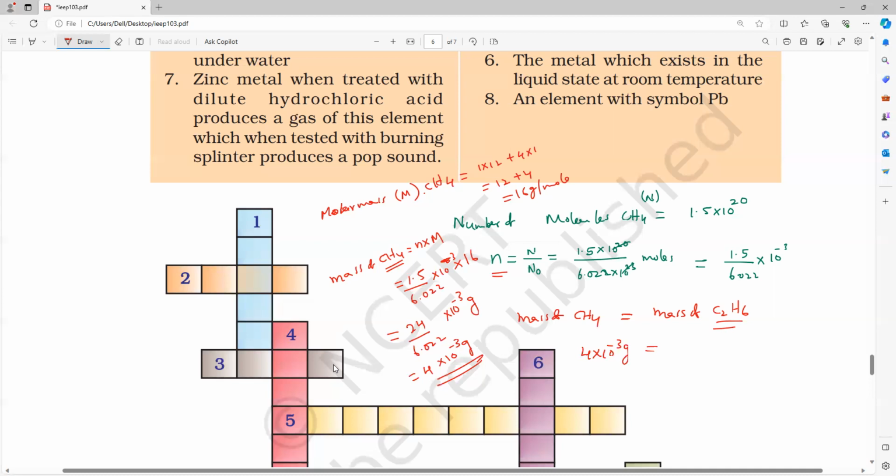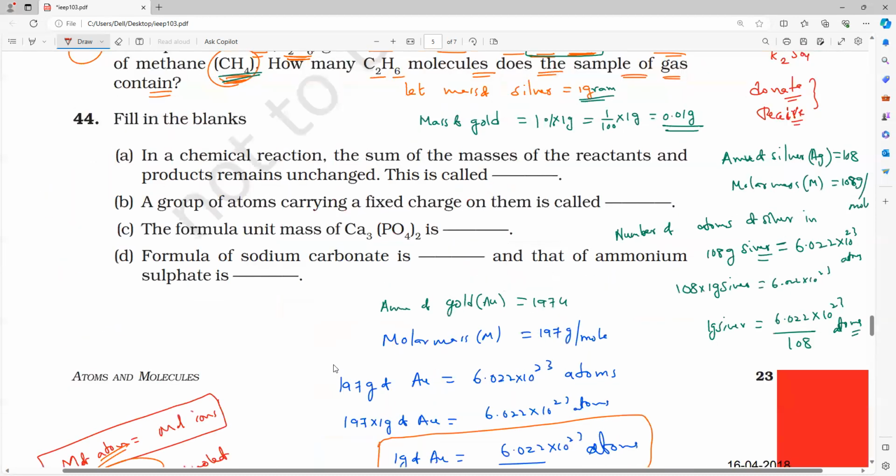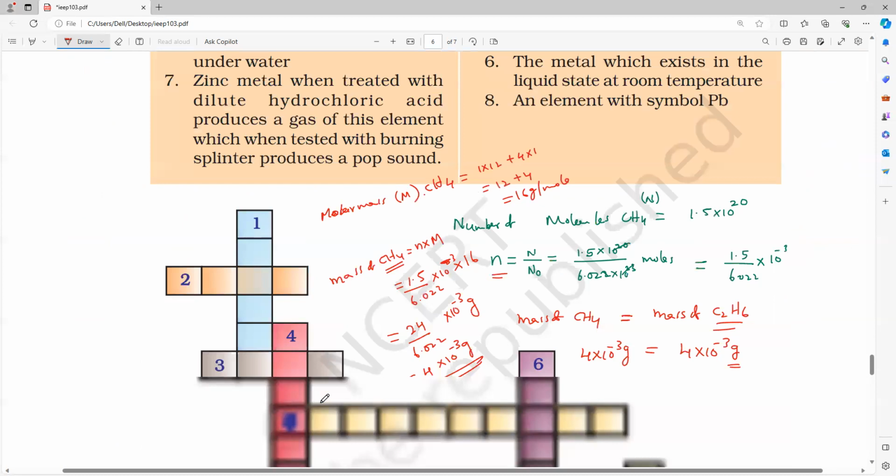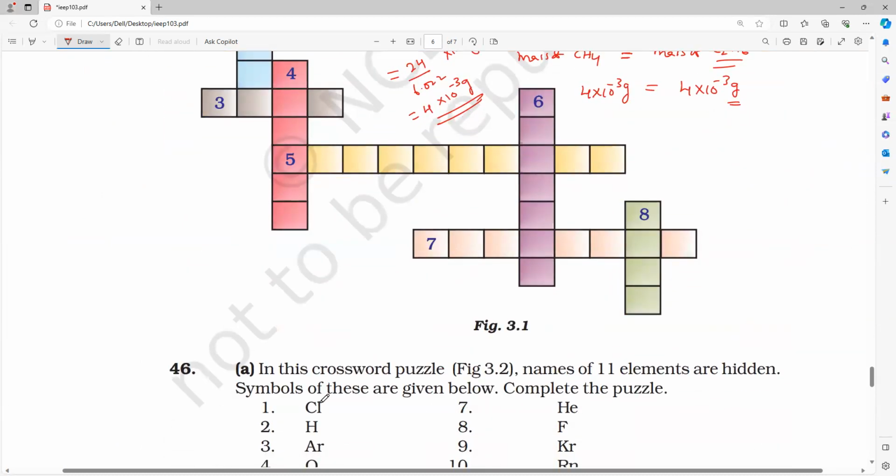And the mass of CH4 is how much? 4 into 10 power minus 3 grams. But what are they asking? What is the question? Go through the question and tell me. How many C2H6 molecules does the sample of gas contain? So basically we know 1 mole of any substance contains how many particles? Avogadro number. So 1 mole of C2H6 contains Avogadro number. 1 mole means equal to the molar mass.